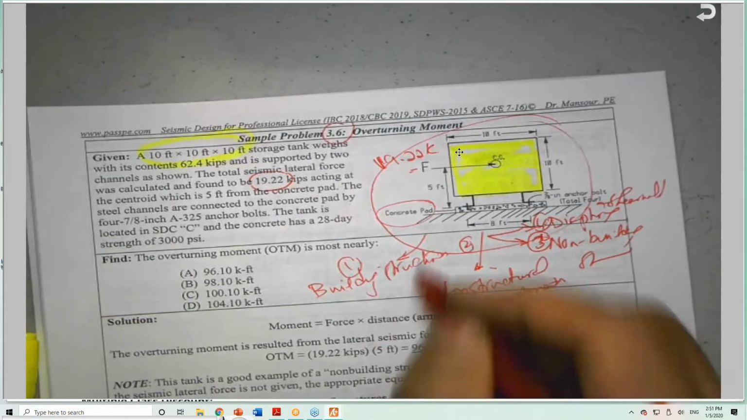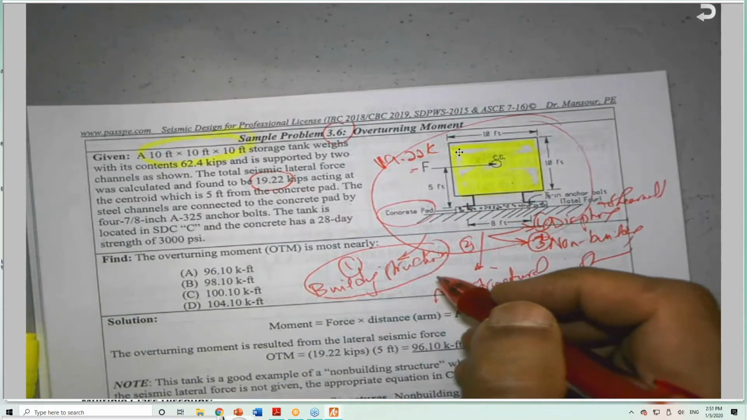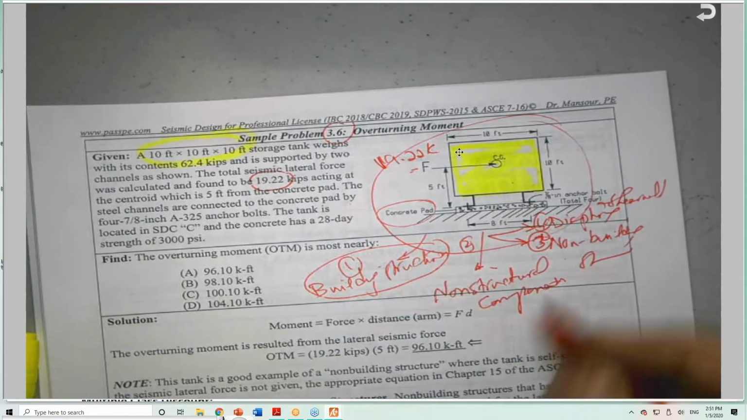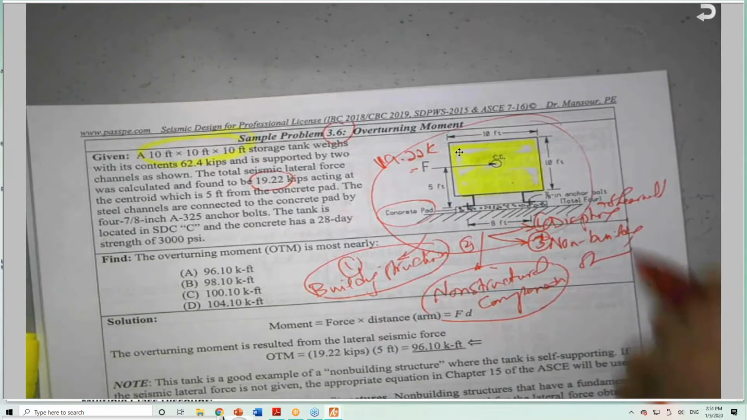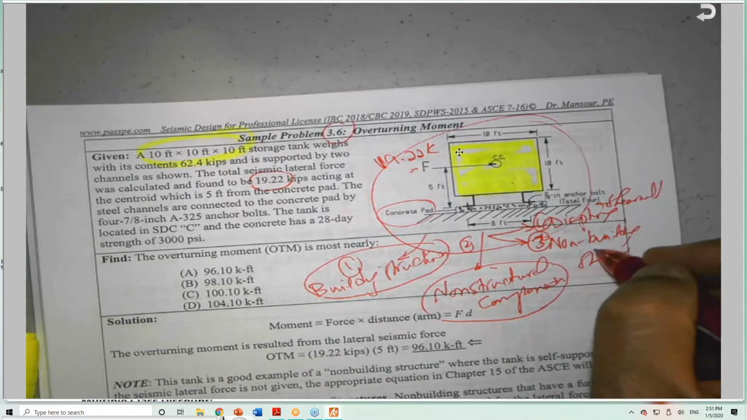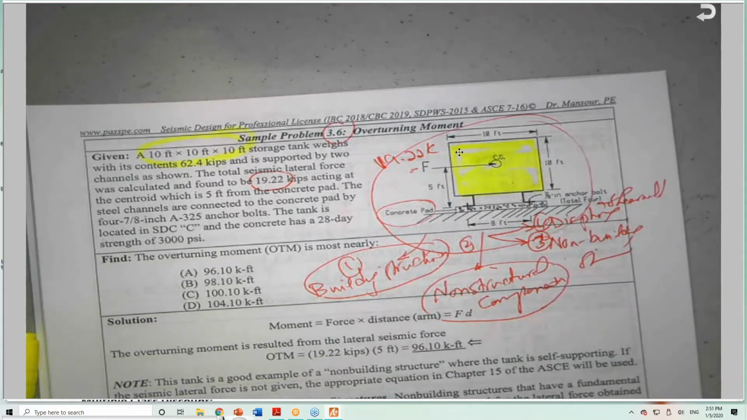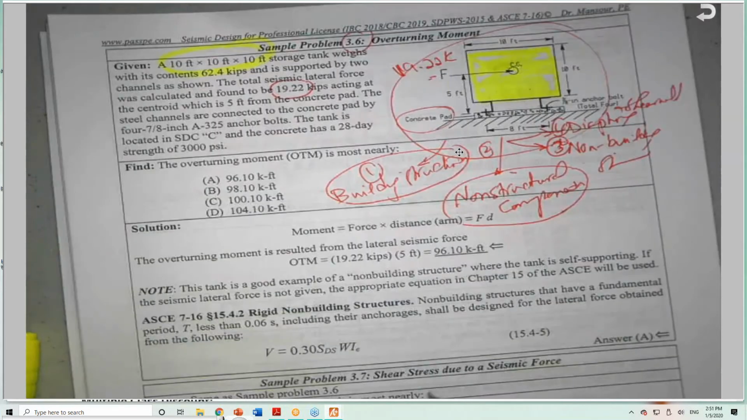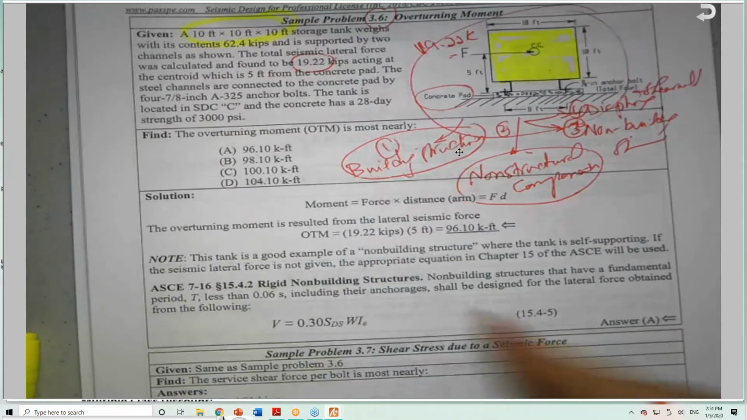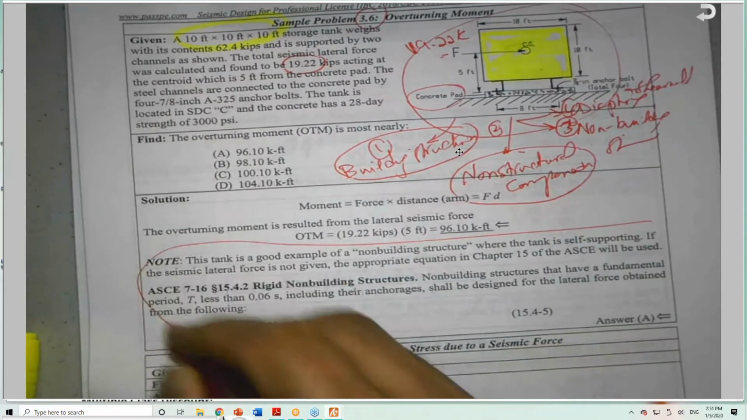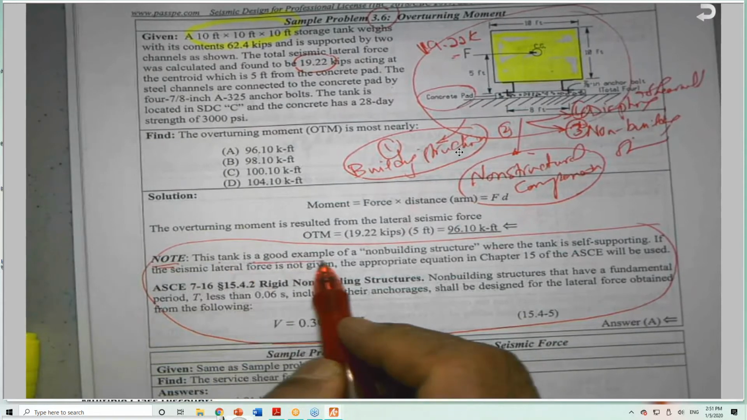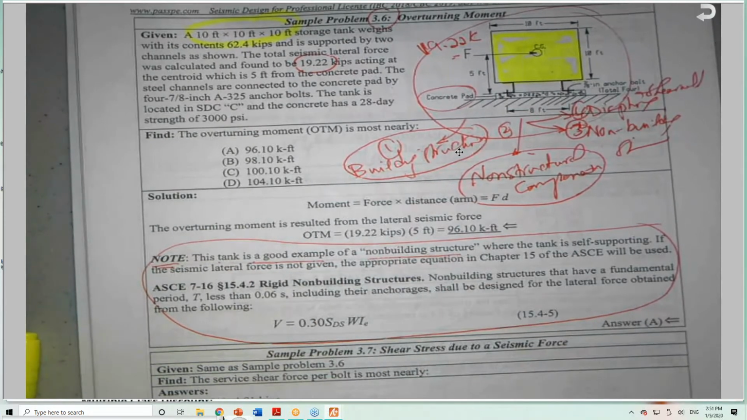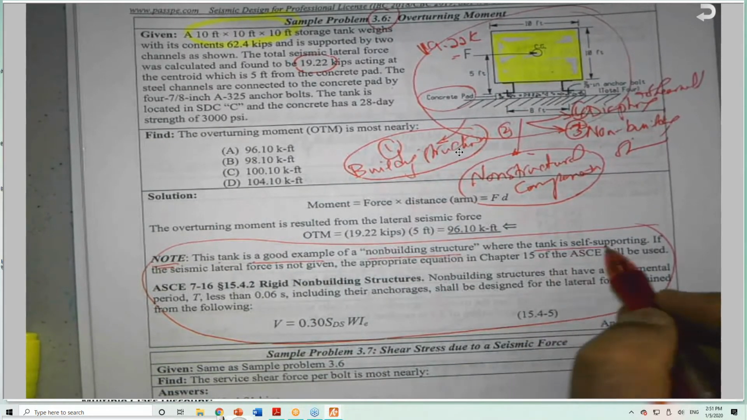Do you consider this as a building structure? No. Do you consider it as a non-structural component? No. Do you consider this as a non-building structure? The answer is yes. So what is a non-building structure? If you look to the comment here before I go to the solution, it is very easy. Moment is equal force times distance. Note, this tank is a good example of a non-building structure, where the tank is self-supporting.